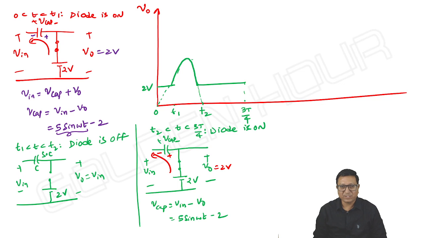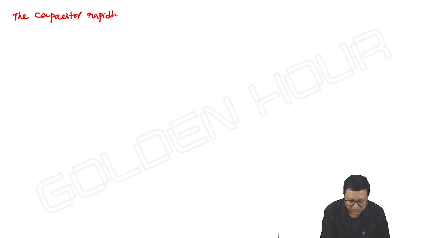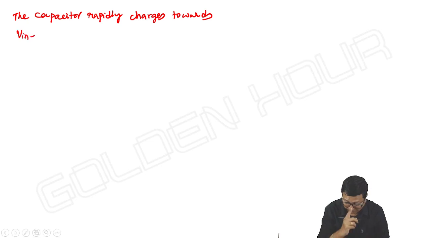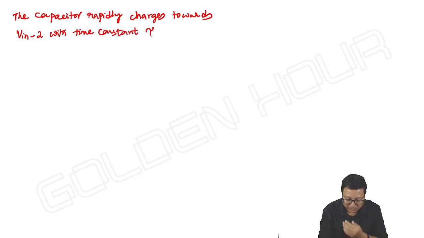Okay, so the capacitor rapidly charges towards input minus 2 with a time constant RF into C. We can write so. The capacitor rapidly charges towards V input minus 2 with time constant tau C equal to RF into C.